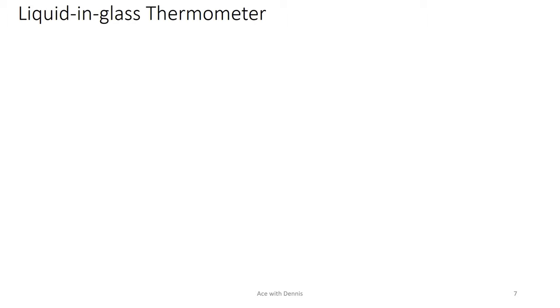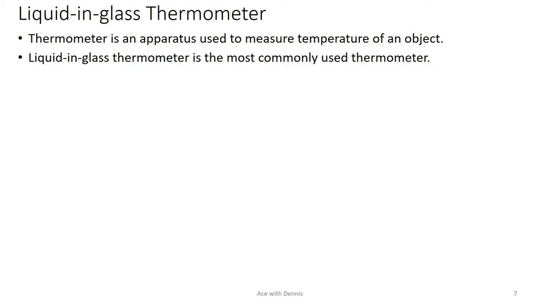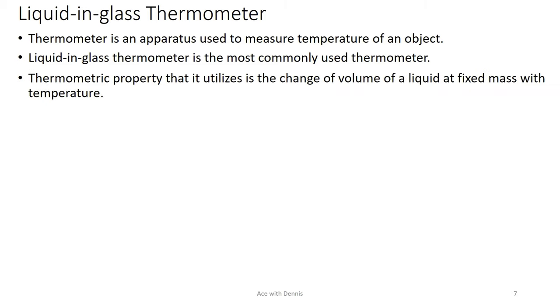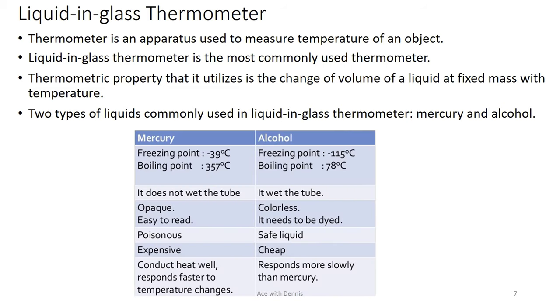Liquid in glass thermometer. A thermometer is an apparatus used to measure the temperature of an object. The liquid in glass thermometer is the most commonly used thermometer. The thermometric property that it utilizes is the change of volume of a liquid at fixed mass with temperature. Two types of liquid commonly used in liquid in glass thermometers are mercury and alcohol.